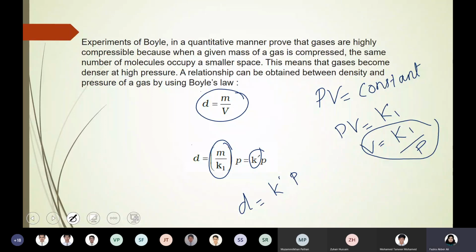So this is how you can connect density with the Boyle's law equation.